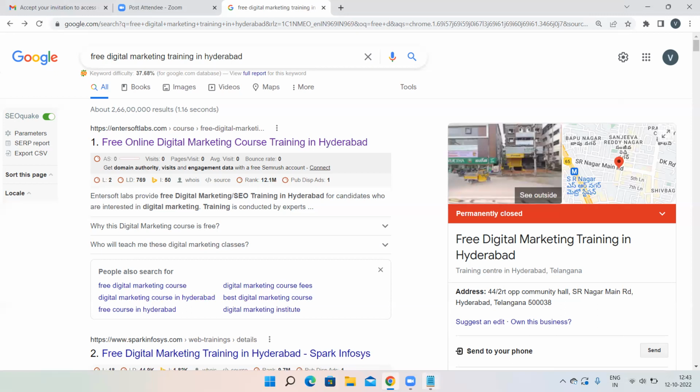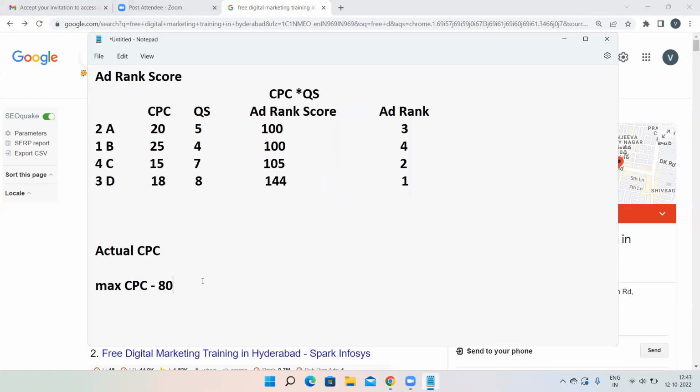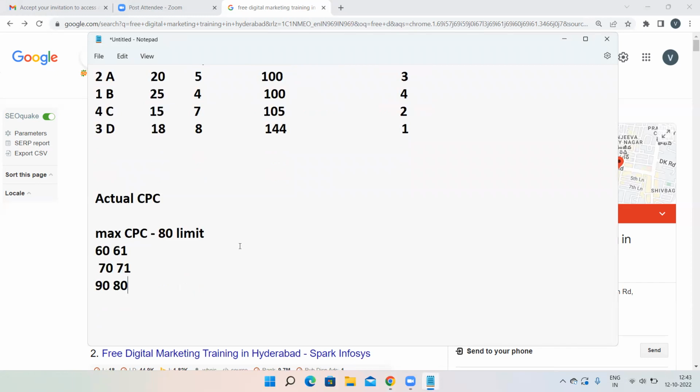It will not exceed more than 80. It's a limit which we are giving to Google. If you are paying 60, then Google will ask you to pay 61, 70, 71. Even if your competitor pays 90, still Google will ask you to pay 80 rupees only. So that's a limit which we are giving to Google. That is known as max CPC.